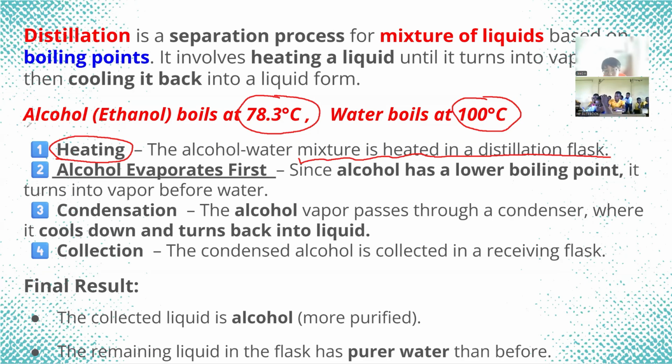It would be alcohol, right? Because it has a lower boiling point. So second, alcohol evaporates first, since alcohol has a lower boiling point. And then the third step is condensation.